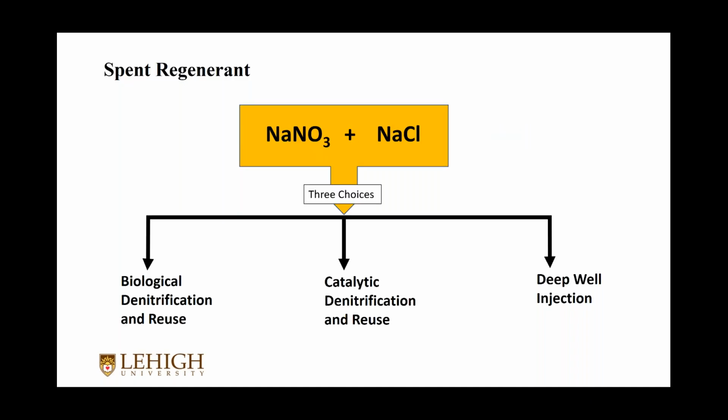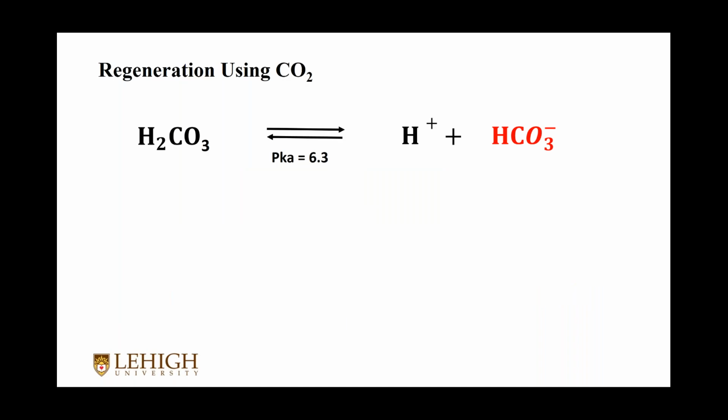So to avoid this spent regenerant, we are thinking about changing the regeneration process by eliminating the consumption of sodium chloride. We're going to try to use carbon dioxide to do the regeneration, because carbon dioxide, as Sarah mentioned, forms carbonic acid when it dissolves into water. So carbonic acid is very special. It can dissociate into hydrogen ion and bicarbonate.